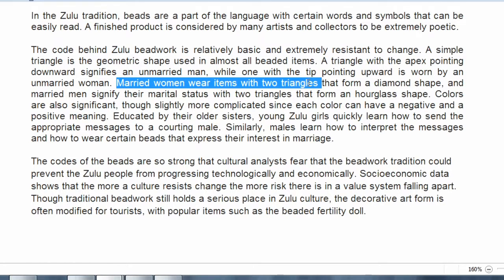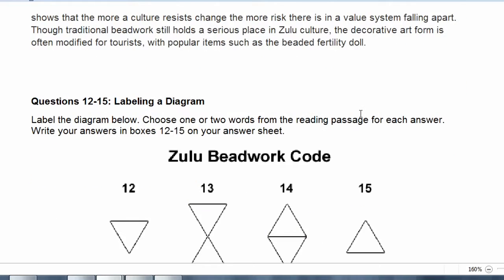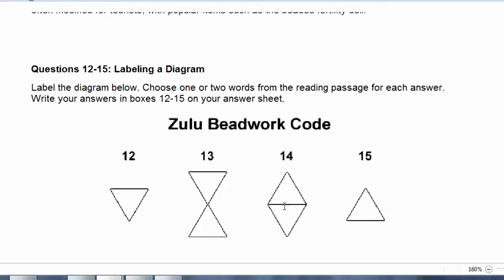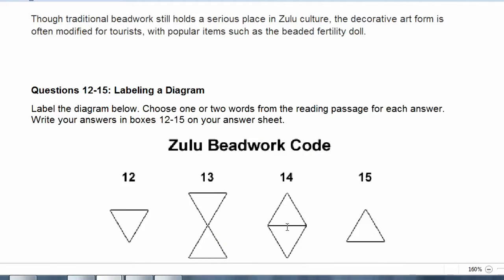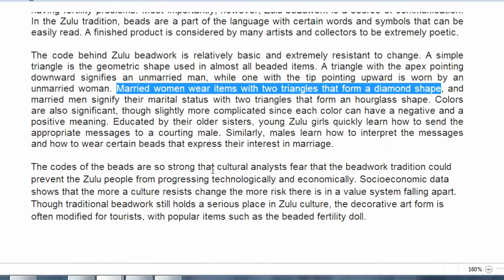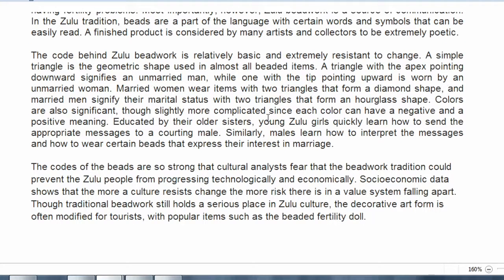More. The married women wear items with two triangles that form a diamond shape. You know what the diamond looks like? This is the diamond, upwards and downwards. So this shape is for the married women. So 14 is the married women, and after that we have married men.